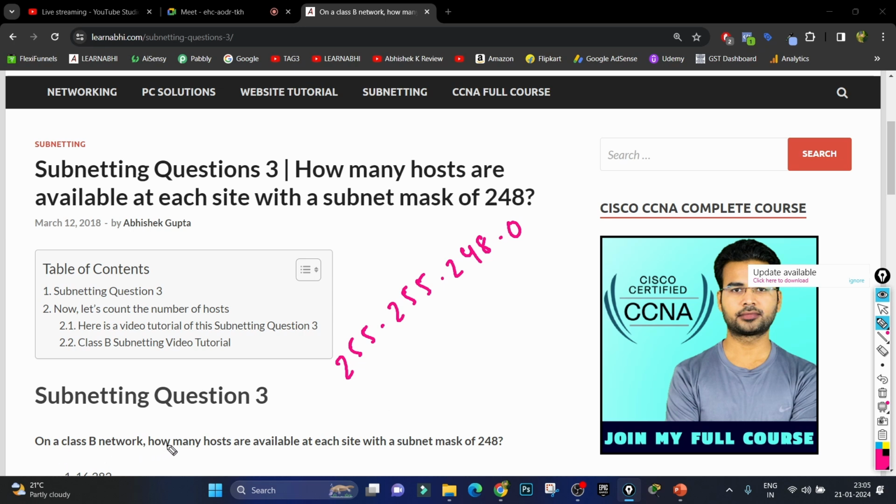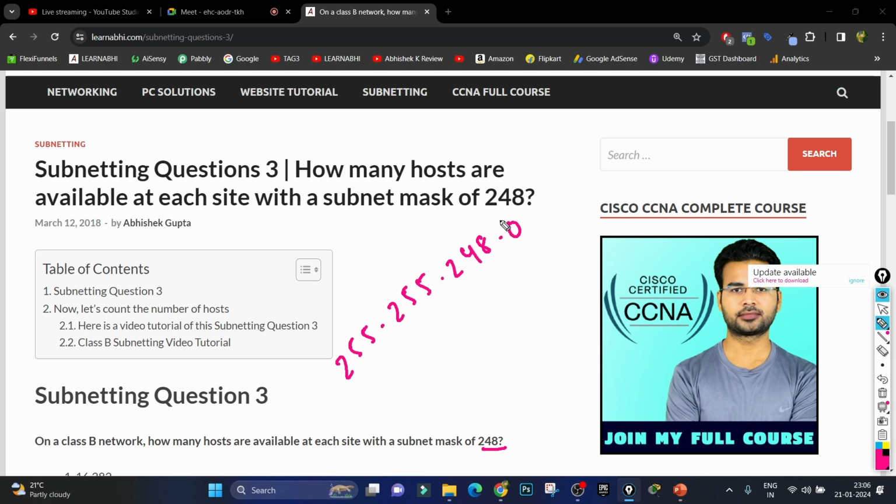On a class B network, how many hosts are available at each site with a subnet mask of 248? That's the first step. Then we need to calculate the remaining host bits.